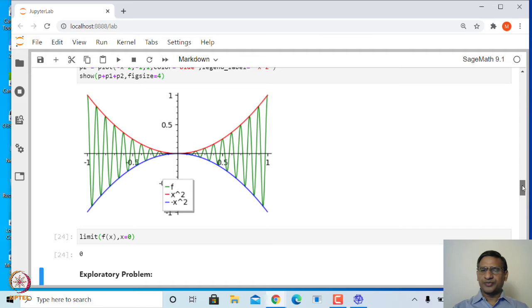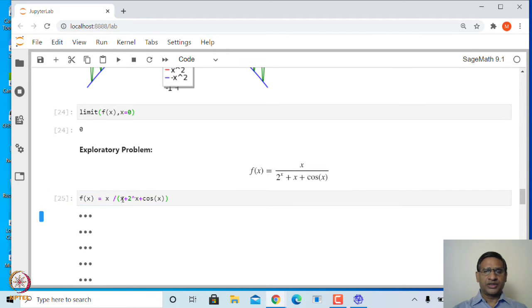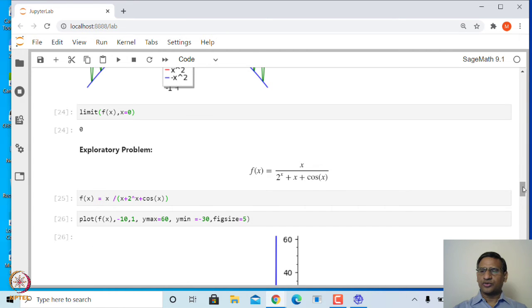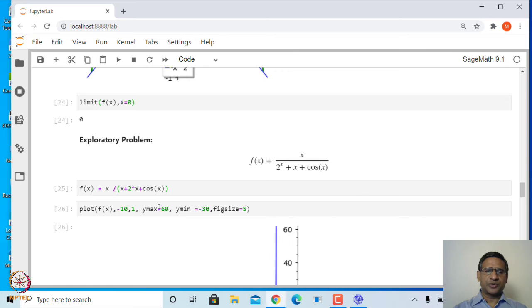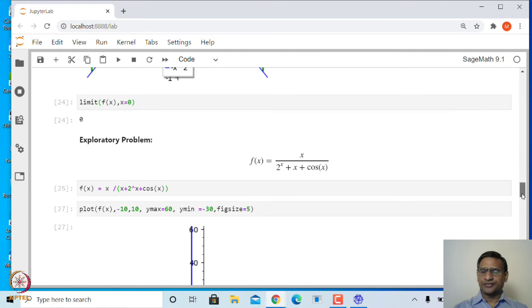Now, let me also look at another problem, which is f(x) equal to x into 2 to the power x divided by 2 to the power x plus x into x plus cos x. So, let us explore what happens to the limit of this function at various points. As usual, before we explore the limit, we will plot the graph of this function. Let us first plot it between minus 10 and 10. So, that is how the graph looks.